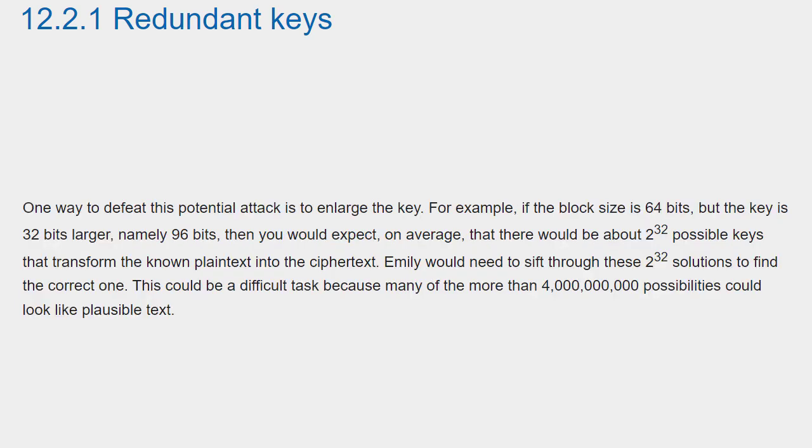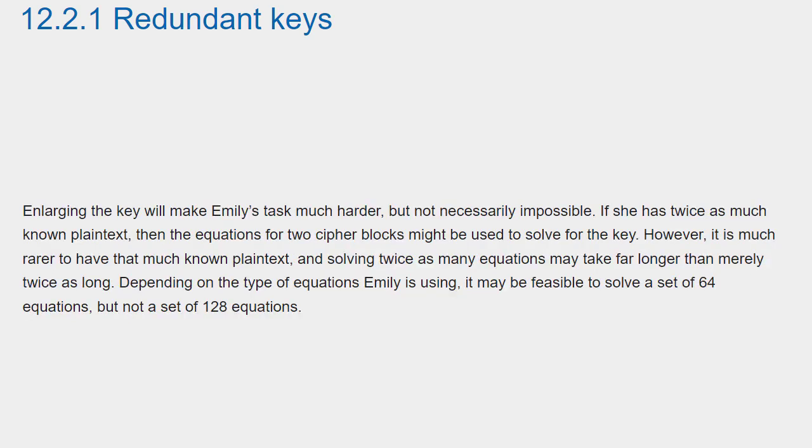One way to defeat this potential attack is to enlarge the key. For example, if the block size is 64 bits, but the key is 32 bits larger, namely 96 bits, then you would expect, on average, that there would be about 2^32 possible keys that transform the known plaintext into the ciphertext. Emily would need to sift through these 2^32 solutions to find the correct one. This could be a difficult task because many of the more than 4 billion possibilities could look like plausible text. Enlarging the key will make Emily's task much harder, but not necessarily impossible.